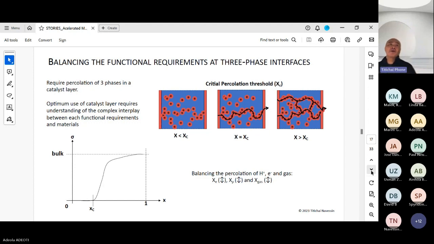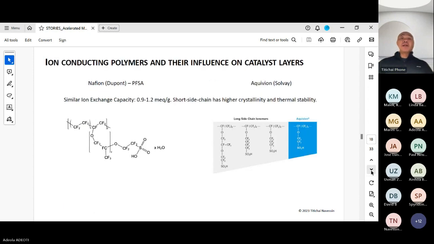The next slide talks about conducting polymers in this case. So if you think about adding the volume fraction of polymers in the catalyst layers, typical ionomers used in the catalyst layers are perfluorosulfonic acid membranes, such as Nafion.